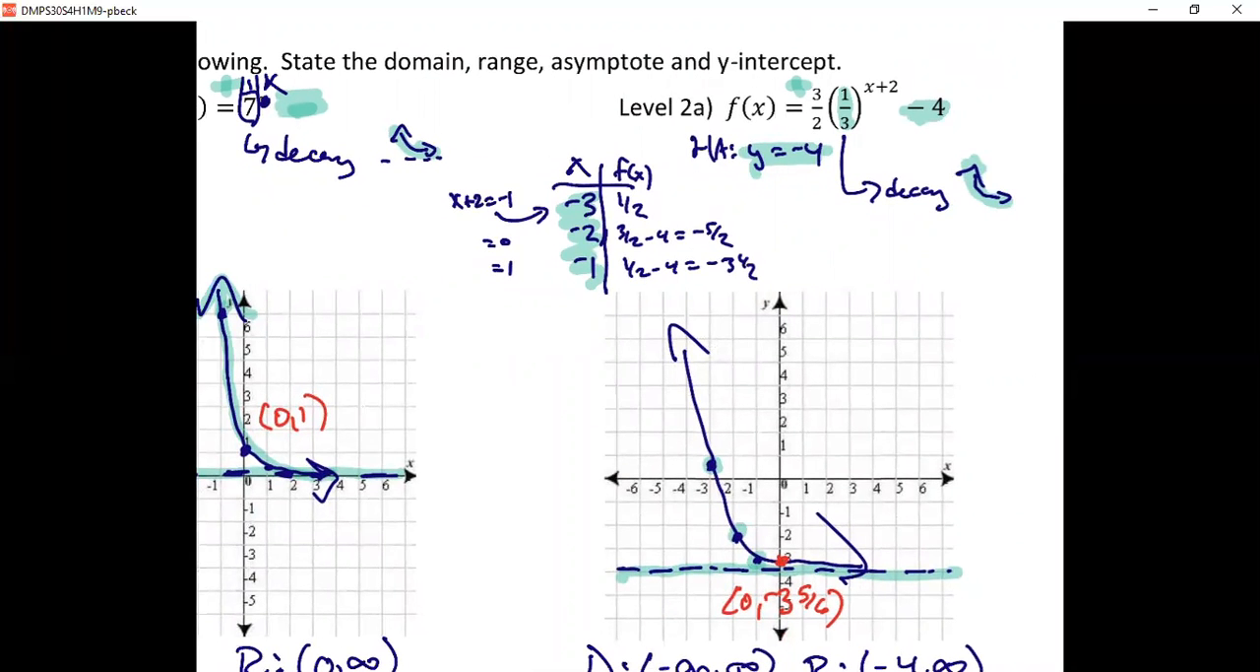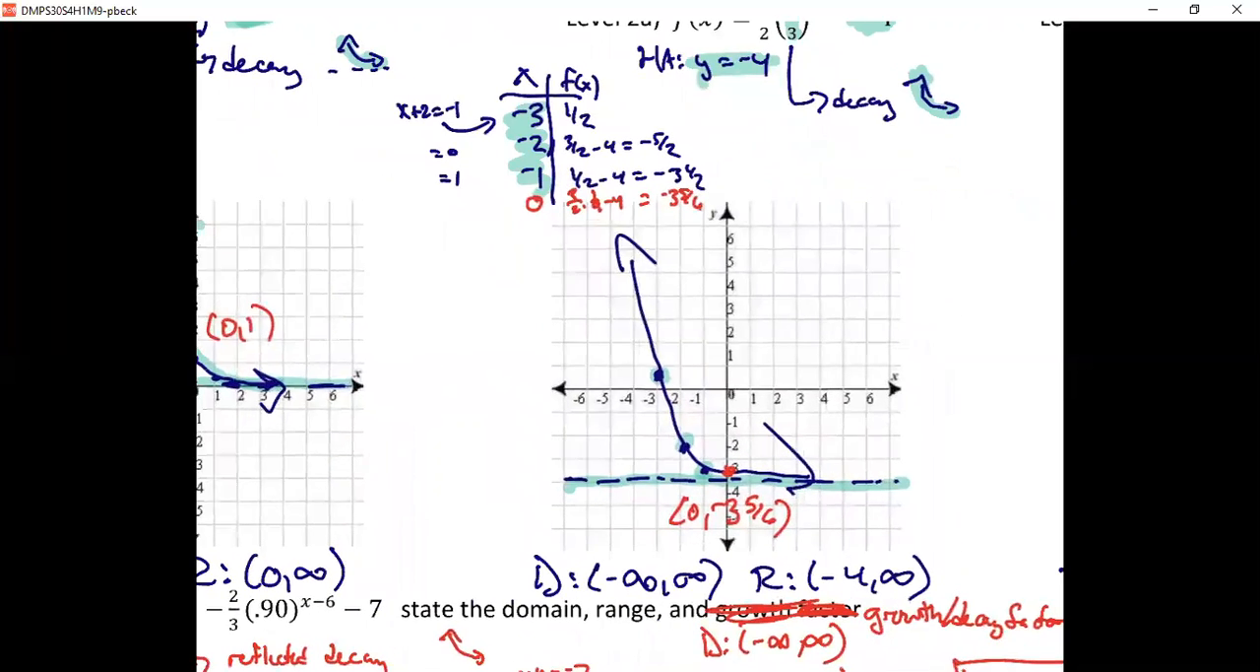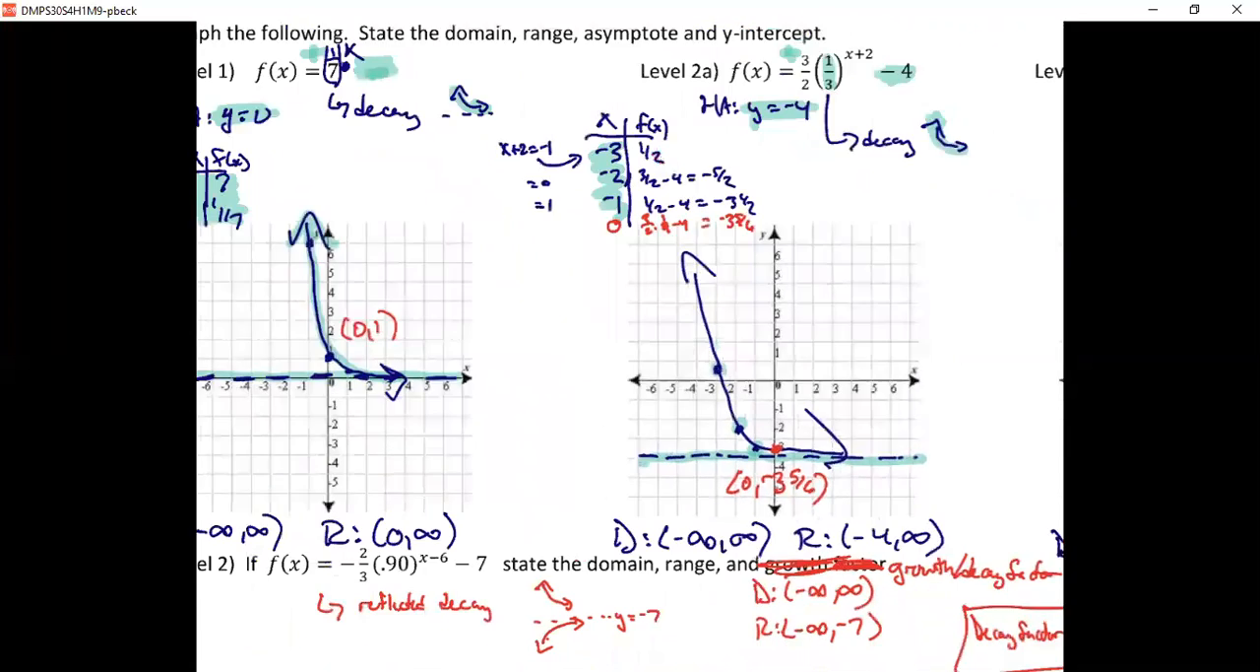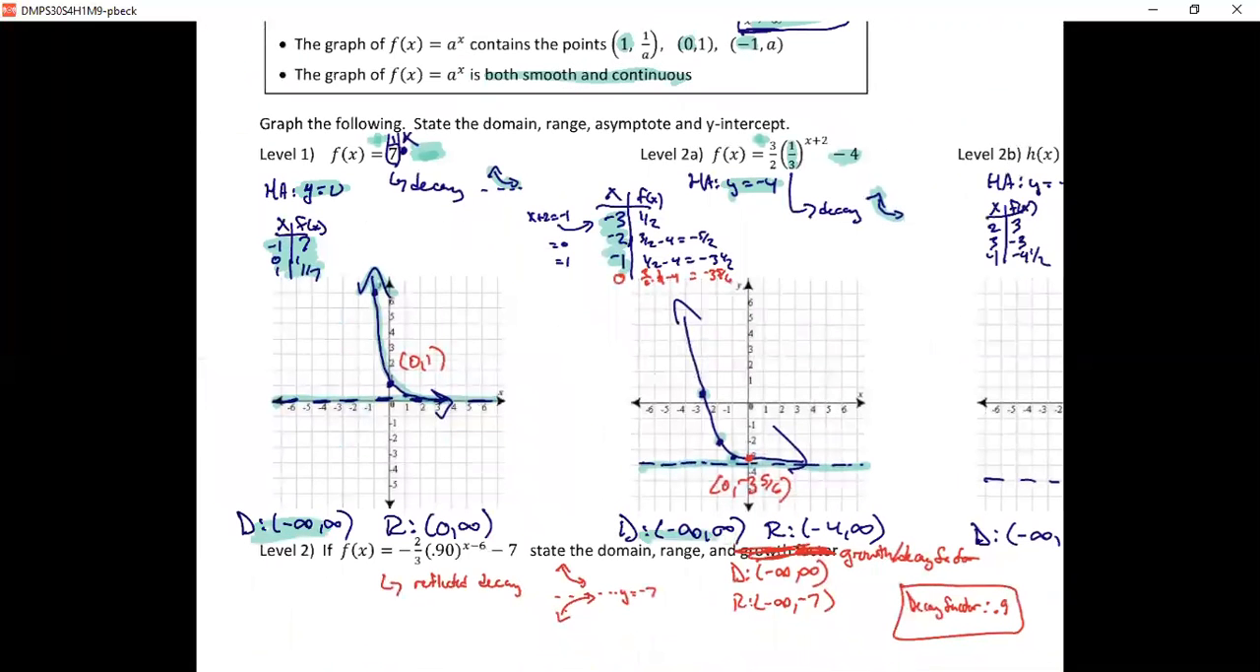But how do we find our y-intercept? So I did that in red on the graph. So what is f of 0? F of 0 is going to be 1/3 squared, which is 1/9. So 3 halves times 1/9 minus 4 gives us -3 and 5/6. So there's our y-intercept. Domain and range. Domain's all reals for these two. The range is going to be from the asymptote to infinity.